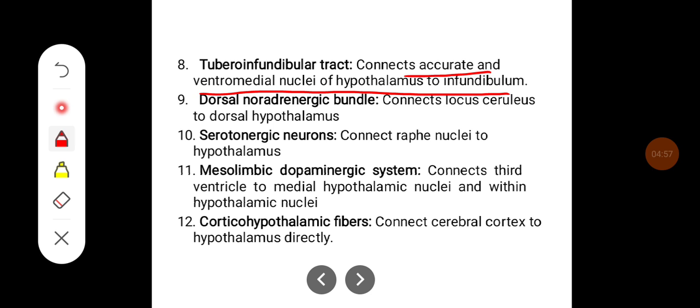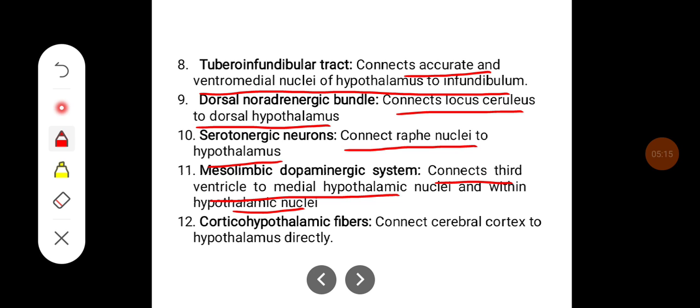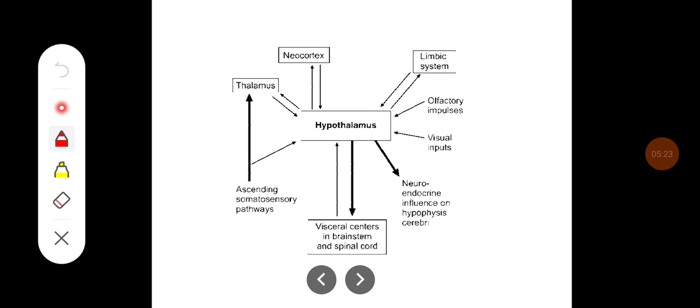And through the dorsal noradrenergic bundle, it connects the locus ceruleus to the dorsal hypothalamus. Through serotonergic neurons, it connects the raphe nuclei to the hypothalamus. Through the mesolimbic dopaminergic system, it connects the third ventricle to the median hypothalamic nuclei. And through cortico-hypothalamic fibers, it connects the cerebral cortex to the hypothalamus directly. These are the different inputs and outputs.